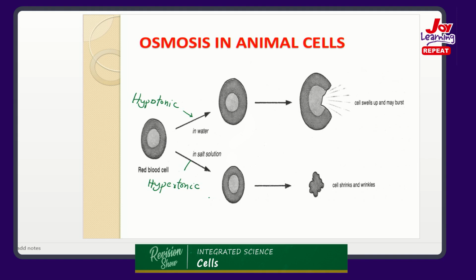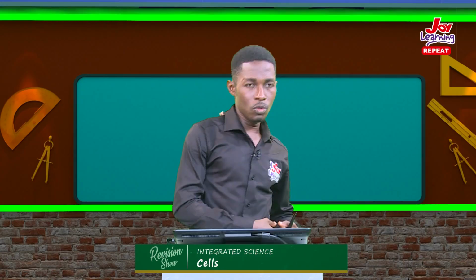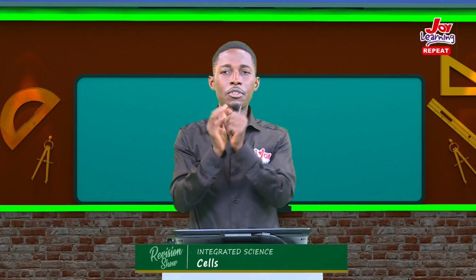Because in the plant cell, there was a wall around it. In the animal cell, there's no wall, so there's nothing to protect it from bursting. But when you put it in the hypertonic, water will move from the red blood cell into the concentrated solution, and it will start reducing in size and shrink.